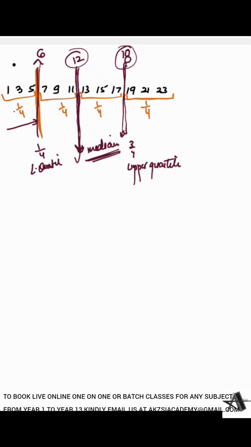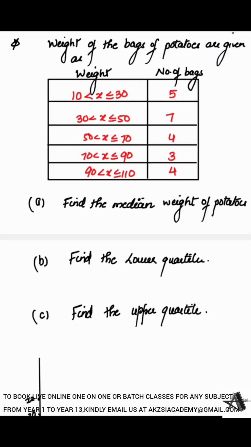Now let me see in tabular data how you can calculate lower quartile and upper quartile. Obviously, it will be helpful with the cumulative frequency diagram. So let's see how we can do it. Now see this question. It says the weights of bags of potatoes are given in the table. Find the median weight of the potatoes. Median, upper quartile, lower quartile, we can calculate all of these by using a cumulative frequency curve. So let me do the cumulative frequency.